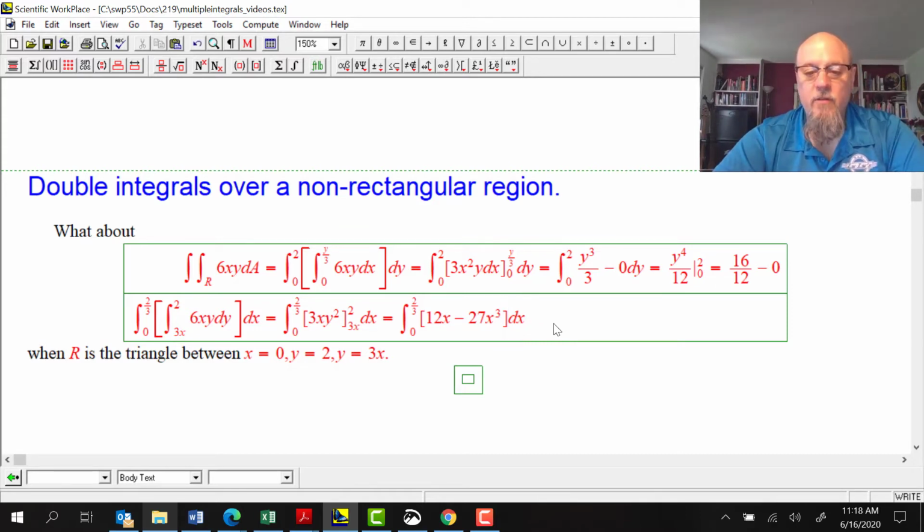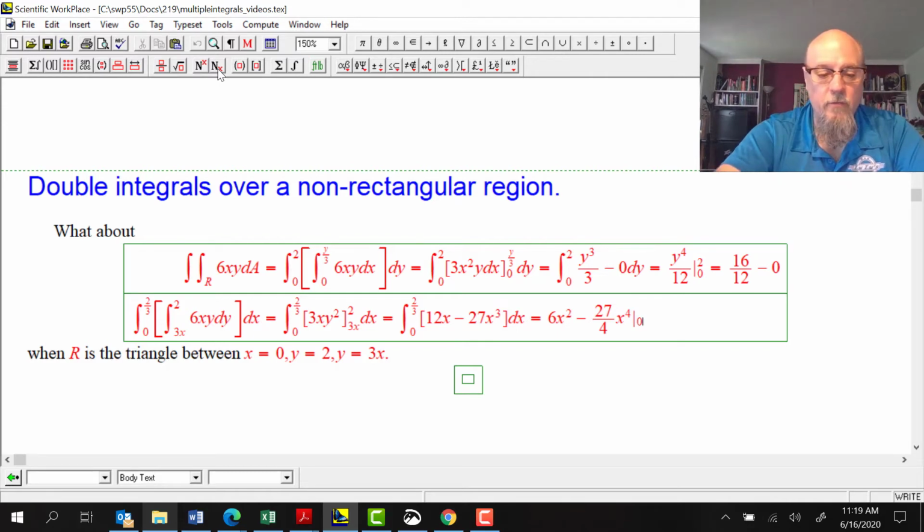And now our function only has x's in it. We're going to integrate with respect to x and then sub in the top minus sub in the bottom. So when I integrate 12x, I get 6x squared. When I integrate 27x cubed, add one to the exponent, so it's going to be x to the fourth. So I'm going to go 27 over 4, x to the fourth. And we still have to sub in the top minus sub in the bottom. So we're going from 0 to 2/3.